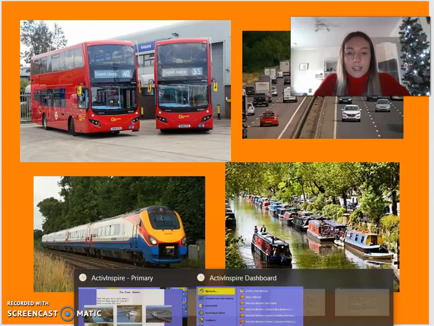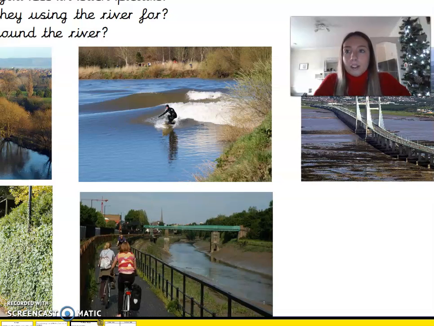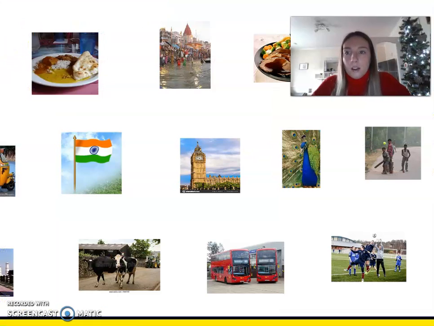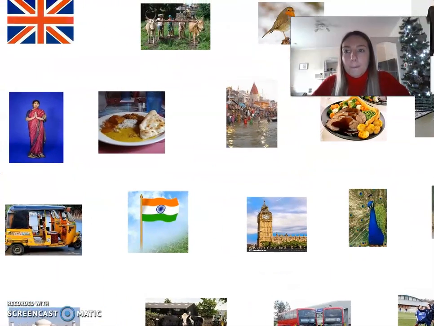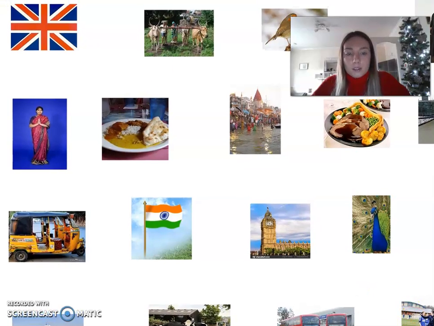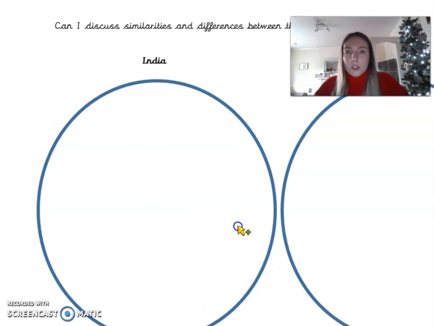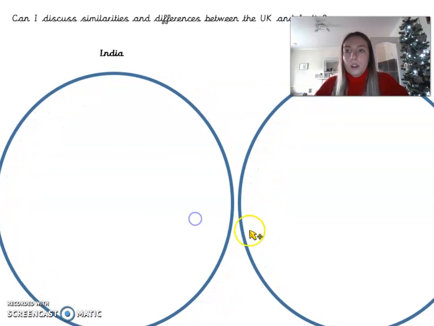So your activity today is you are going to have some sorting circles and some pictures. So I can see the pictures on the screen here. And you're also going to have 2 sorting circles to sort the pictures into. So you're going to sort the pictures which are showing places or things in India, and then you're going to sort the same into the UK. And that is your activity today.